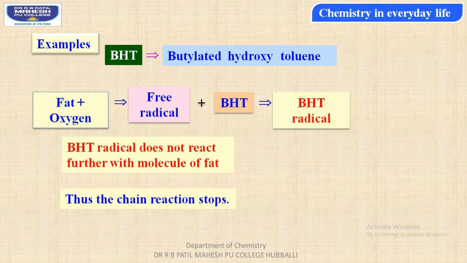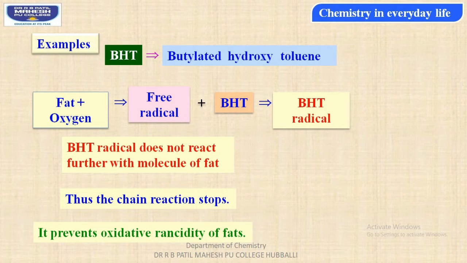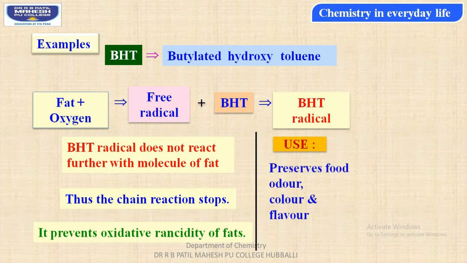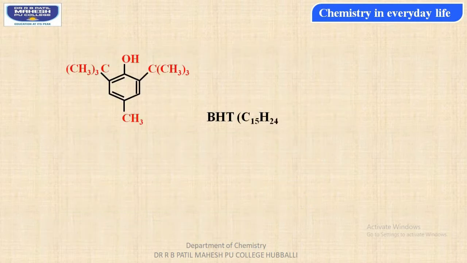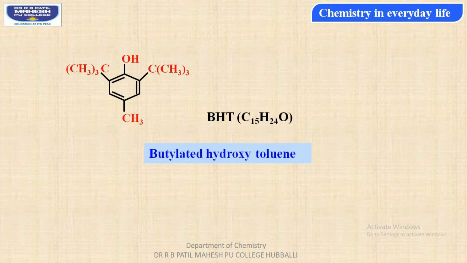In case of oxidation of oils and fats, antioxidants prevent oxidative rancidity of the fats. That is, the reaction between fats or oil with oxygen is called rancidity. But students, if an antioxidant is present, then this rancidity can be prevented by stopping the chain reaction. Now let us understand the uses of the antioxidant BHT. It preserves the food odor, that is smell and color, and even the flavor of the food item can be prevented from getting decomposed.